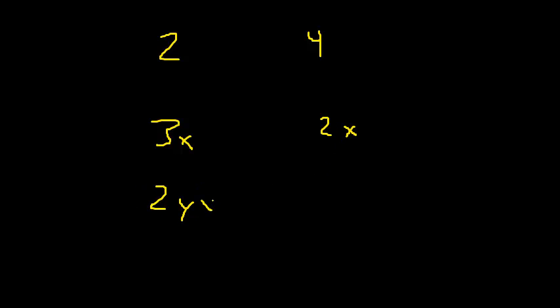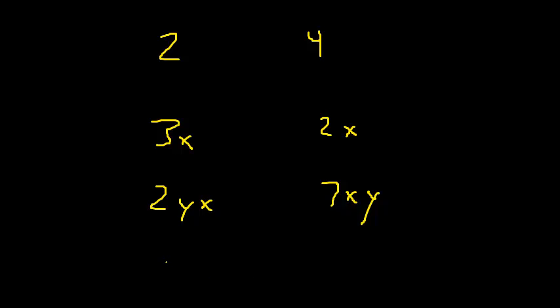2yx and 7xy. Be careful with this one. They're in different orders, but they are like terms. They both have the same variables, x and y, and those variables are to the same powers. x and x are still to the first, y and y are to the first power. So these are like terms.